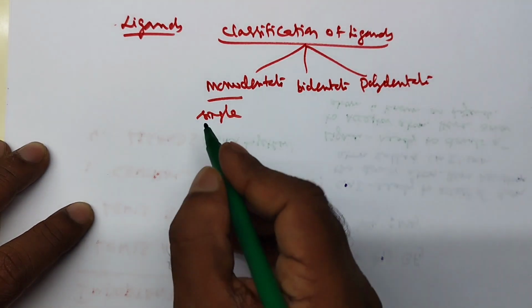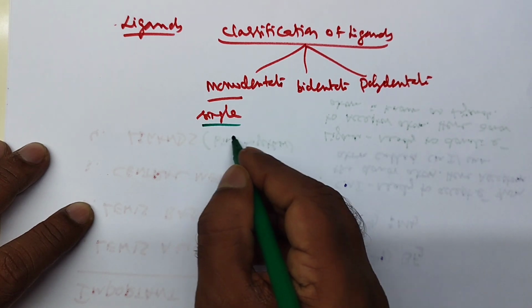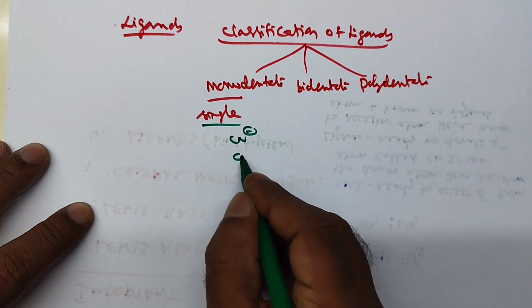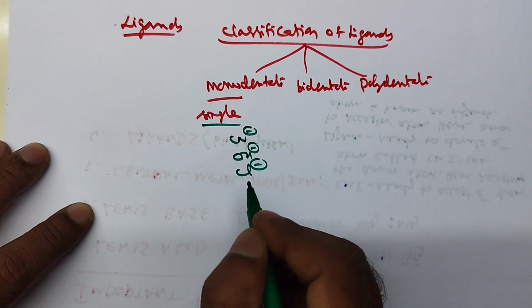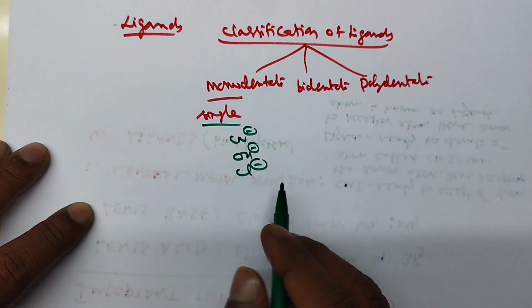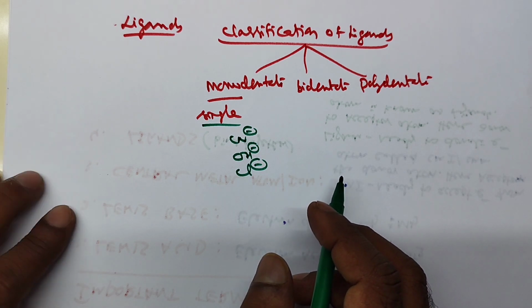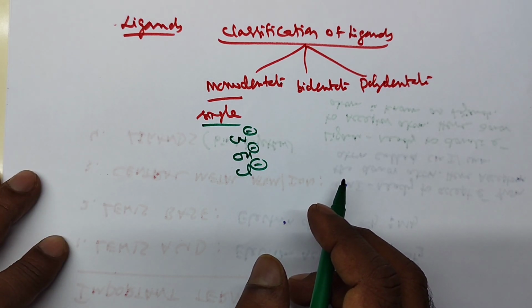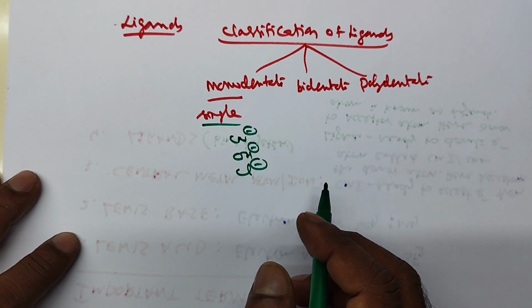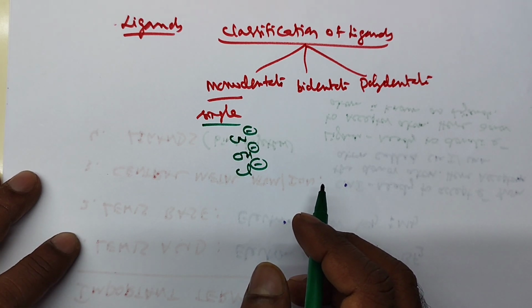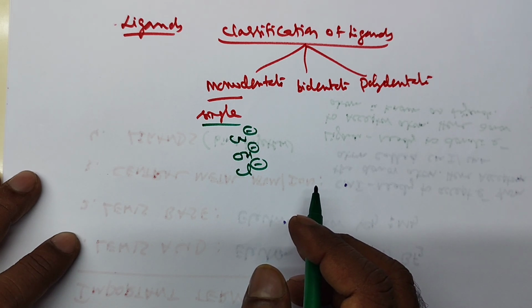For example, for monodentate you can say CN minus, OH minus, Cl minus. These are monodentate, that means only one. The dentate means point of attachment, or having one tooth. Dent means tooth.